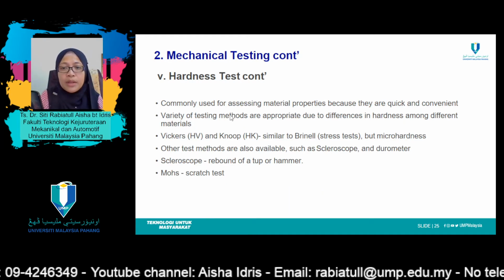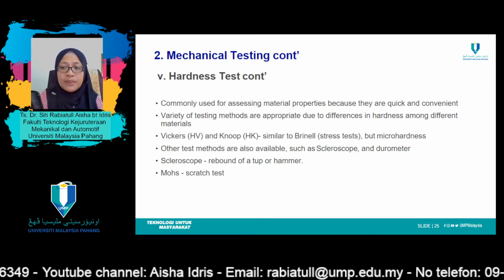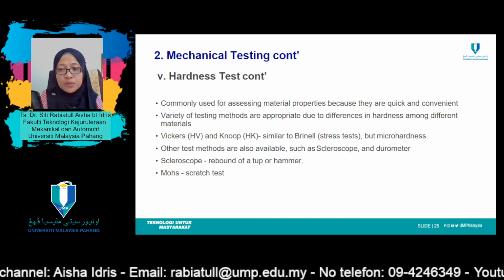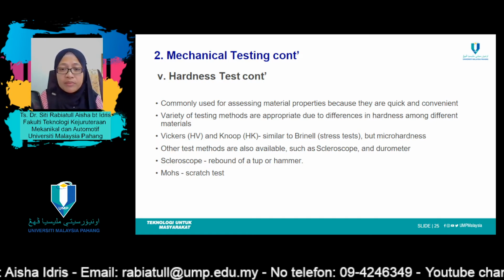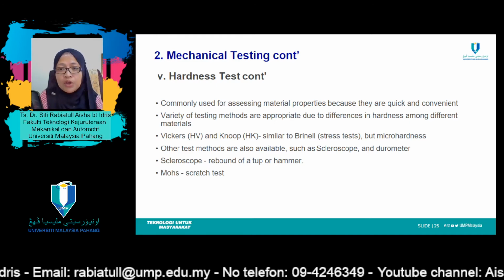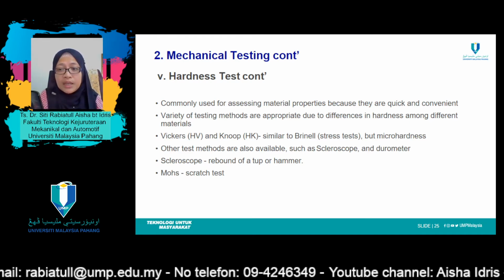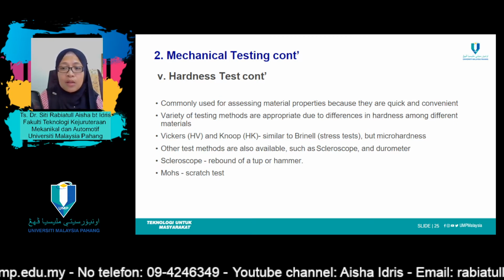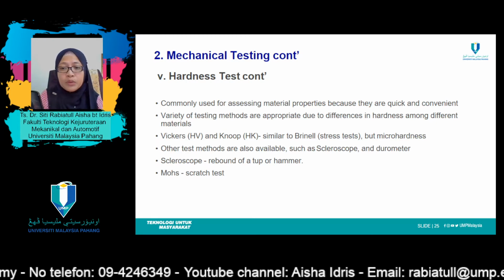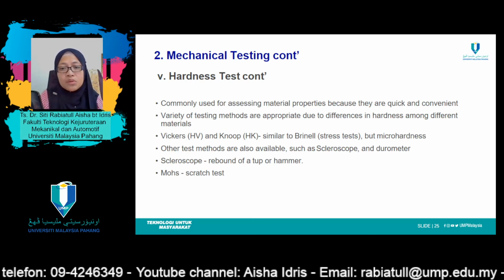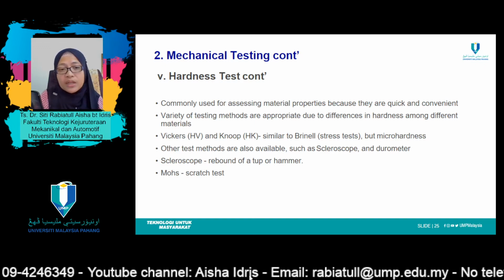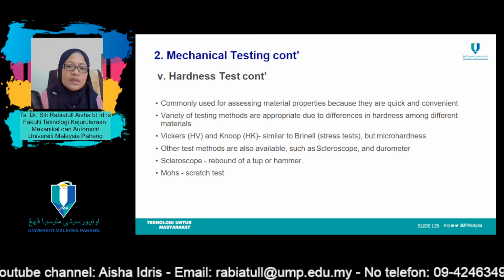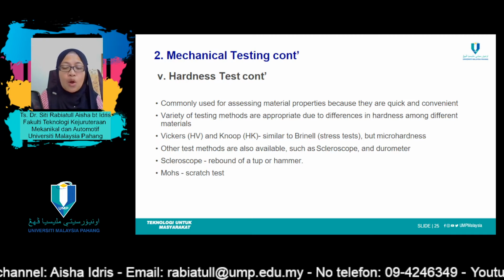Hardness tests are commonly used for assessing material properties because they are quick and convenient. A variety of test methods are appropriate due to differences in hardness among different materials. Vickers and Knoop are similar to Brinell, but at the micro hardness level. Other test methods are also available, like scleroscope or durometer, Mohs, and so on. But the ones covered in this subject are only Vickers, Brinell, and Rockwell.